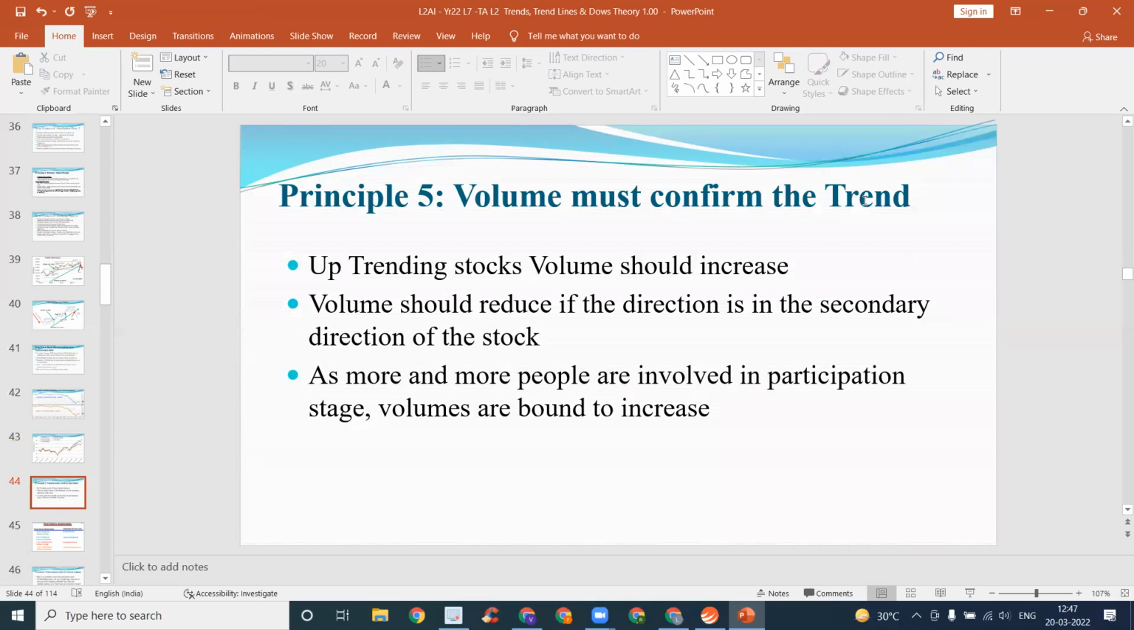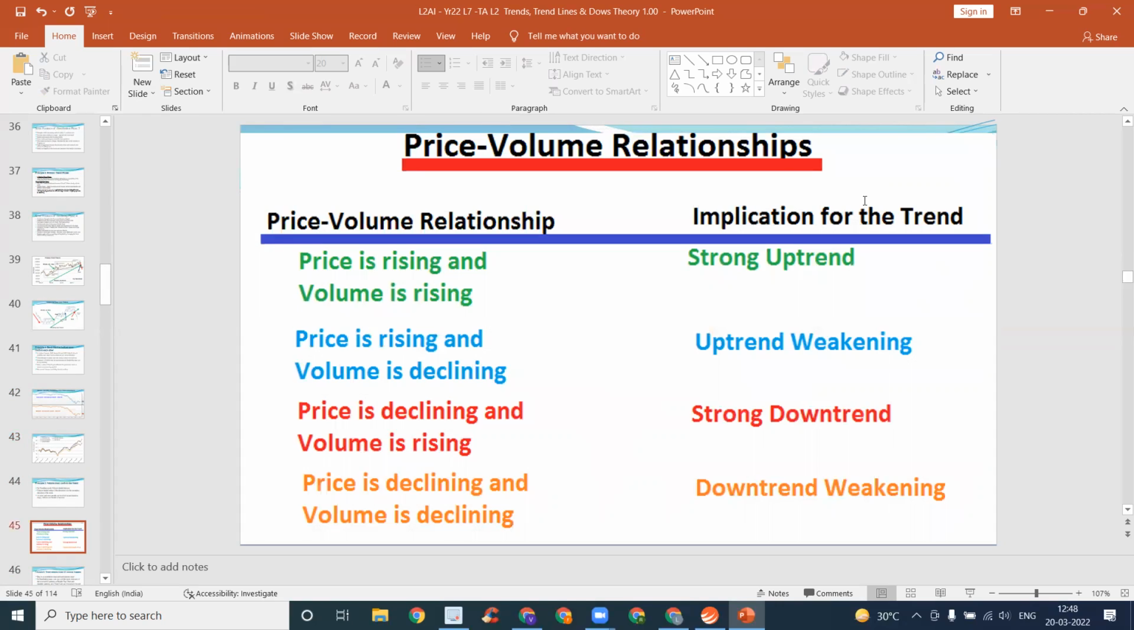Always look at the volumes. In a trending market, volumes should be positive, like you can see here. This is a very important thing you should remember. When the price is going up, think logically. When the price is going up and the volume is rising, it means my stock is actually doing well.